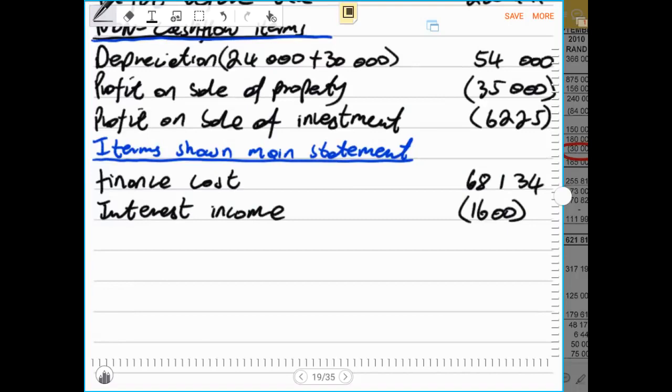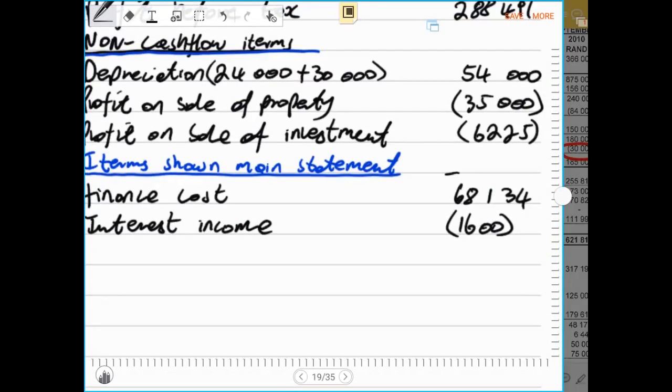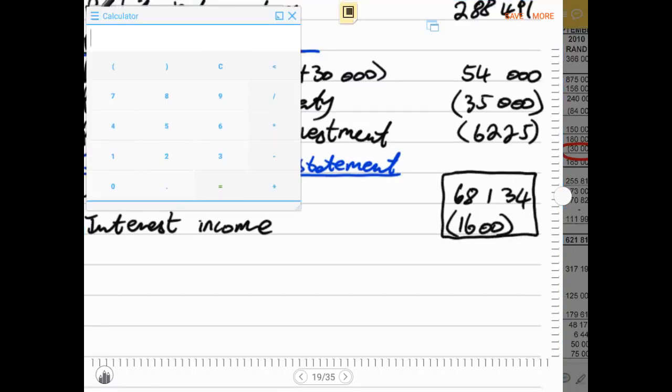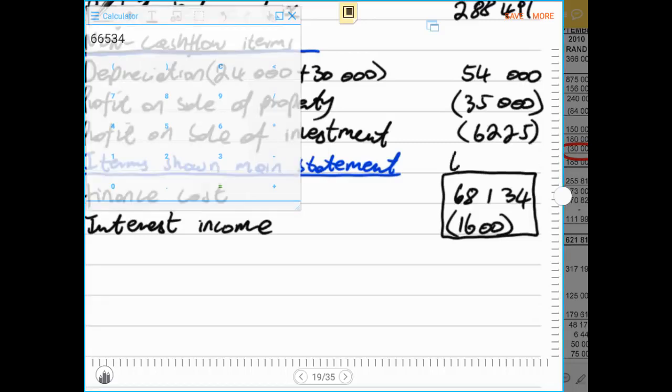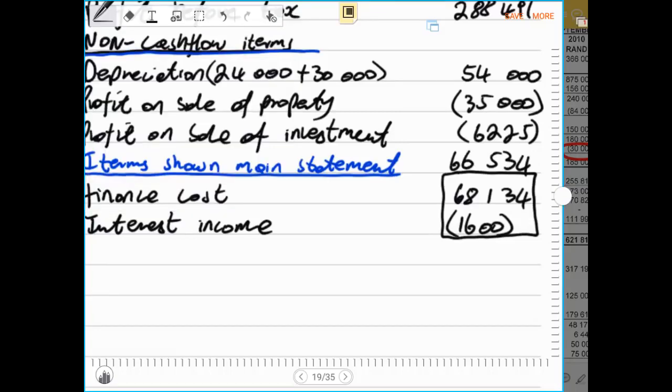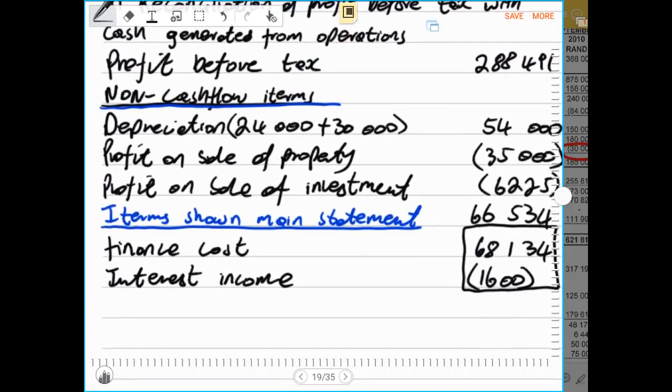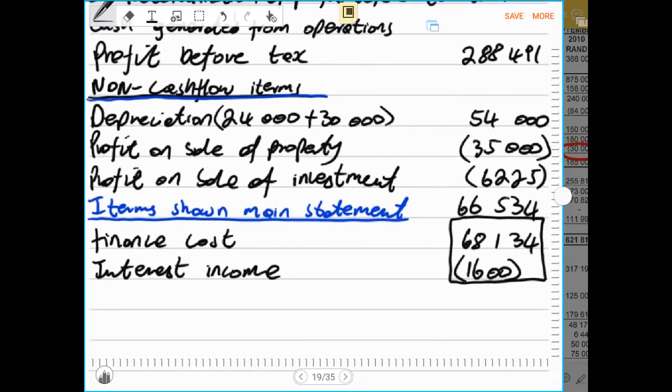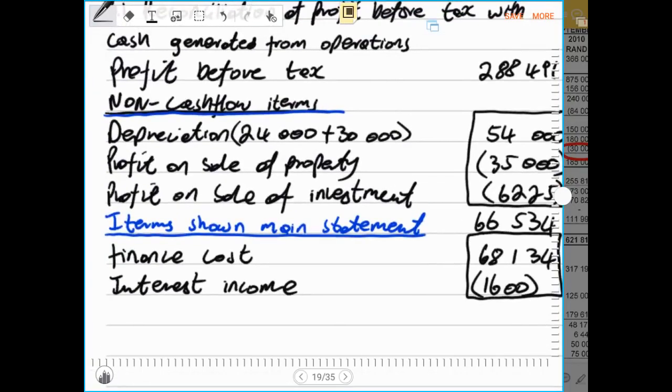So now after we have done this, we can then calculate the total of the two items, and these two items will be a total of 68,134 minus 1,600, and the total of that will be 66,534. Then we also have to add the total of the non-cash flow items, starting from depreciation up to the profit on sale of investment. We have to add all those three so that they give us the total of non-cash flow items.